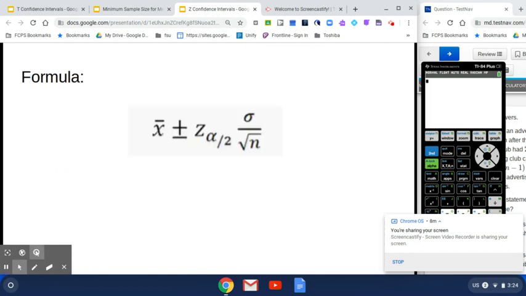Okay, the formula that we will use to find the entire confidence interval is x bar plus or minus the critical value, z alpha over 2, times the standard deviation over the square root of the sample size. Remember, x bar stands for the sample mean. The z alpha over 2 represents the critical values, those we just found in the previous slide. Sigma stands for the population standard deviation, and n stands for the sample size.